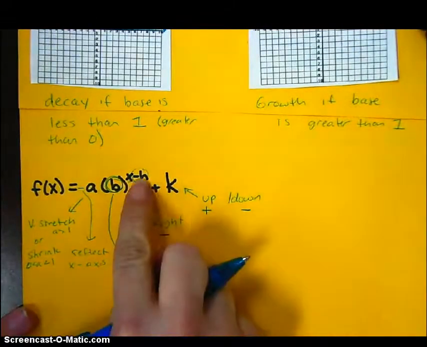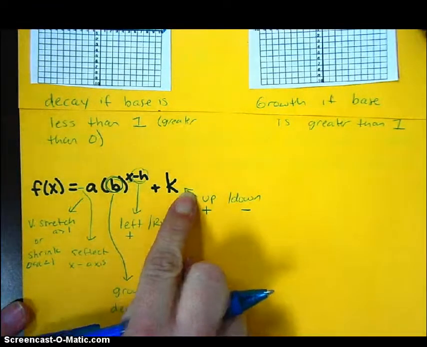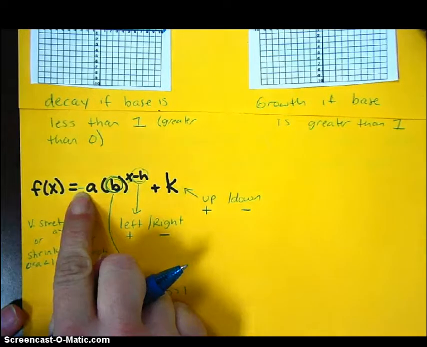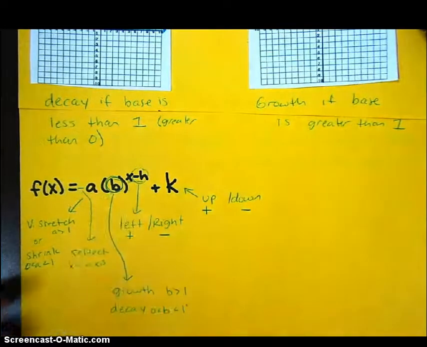So again, up here in my exponent is left, right, opposite. Outside is up, down with your intuition. A is your stretch or shrink. A negative out front will reflect over the x-axis. If B is greater than 1, it's growth. If it's between 0 and 1, it's decay. So let's look at a couple examples.